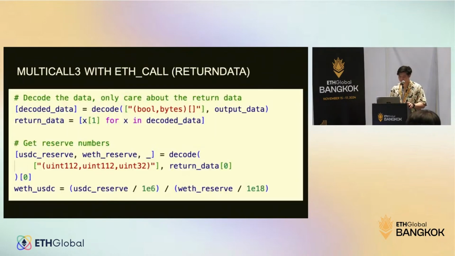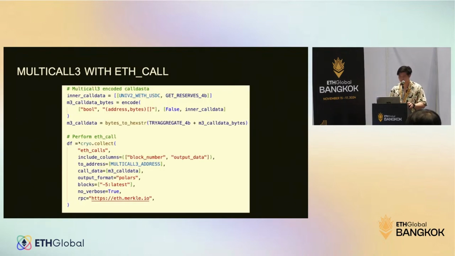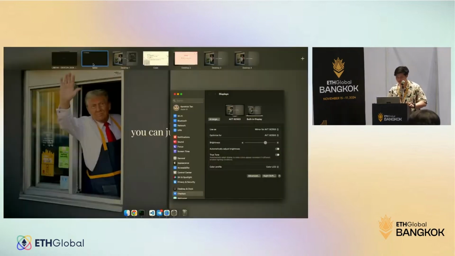But now, the output data is the output data from Cryo. You now have to decode it into an array of queries within multi-call 3 to get your data out. I messed up the slide too. It was this one. UniV2 WETH USDC. We have to encode it to be multi-call 3 compatible, aka an array of address and bytes and a bool. The bool basically just means do not stop if it fails, and only then can we encode it for multi-call 3 and perform the necessary call.